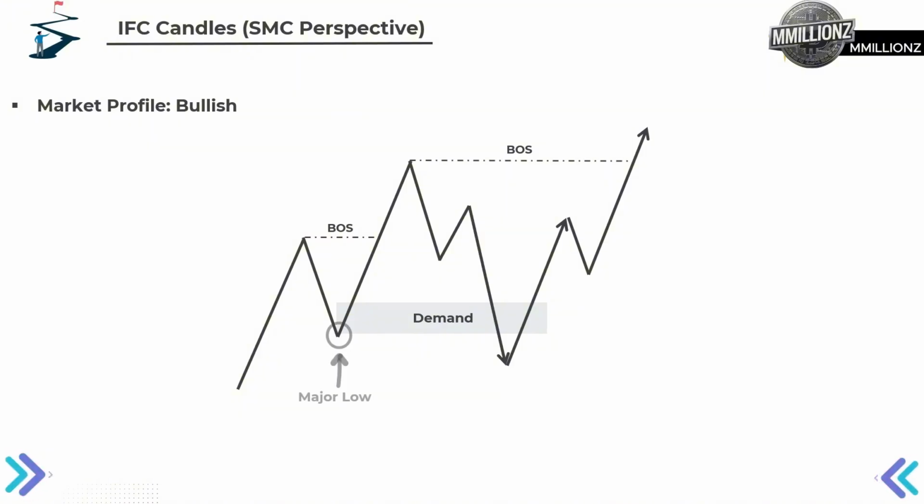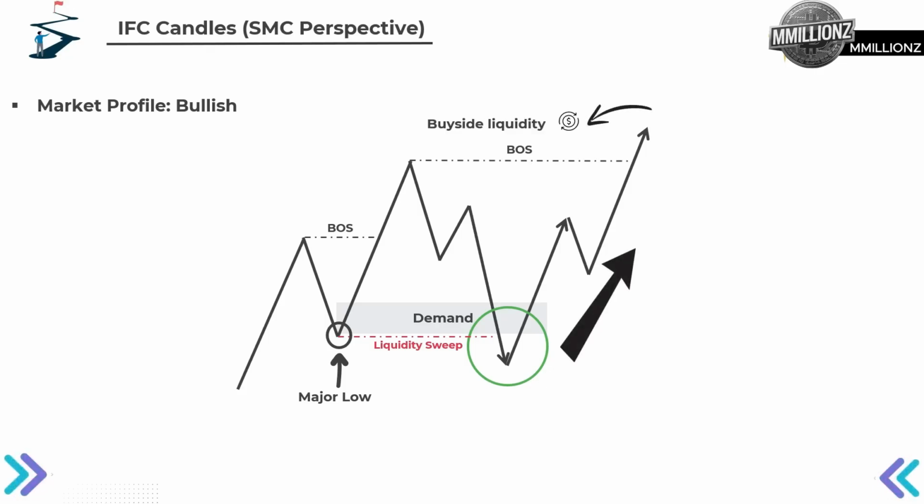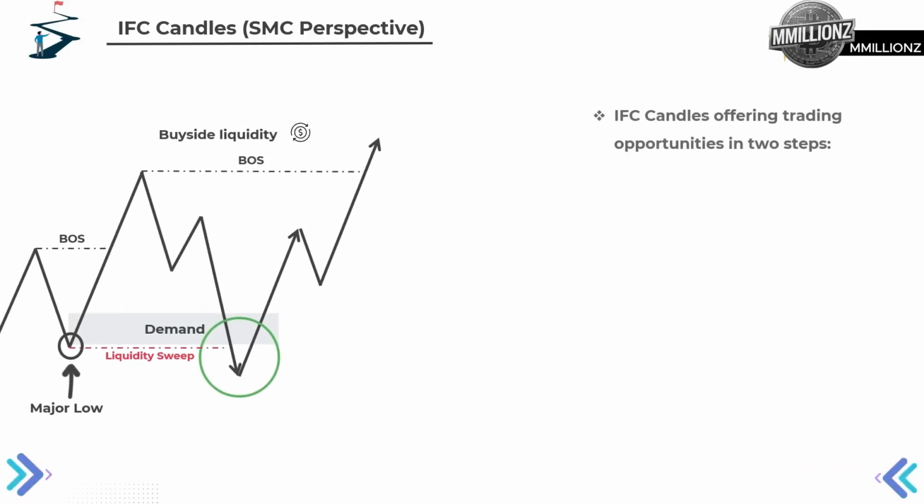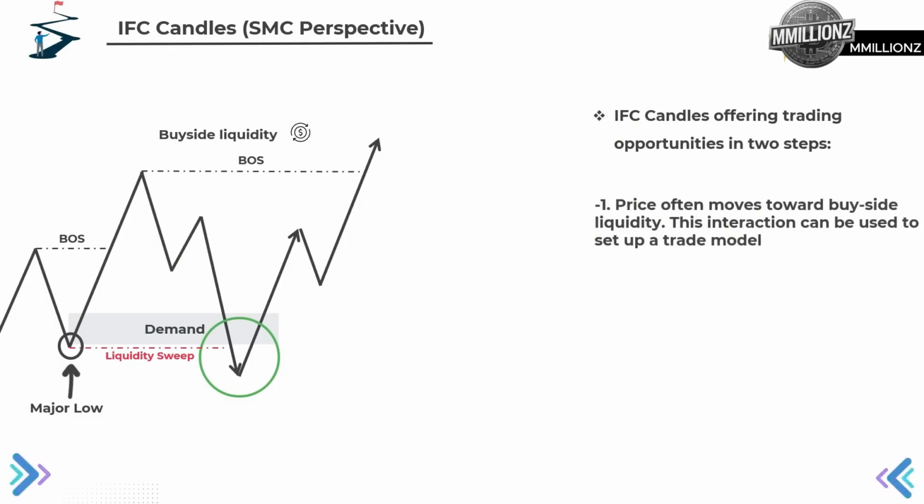For example, in this scenario, the price sweeps the liquidity below the most recent major low and its associated demand zone. It then immediately reverses direction, heading toward the buy-side liquidity, aligning with the market's overall direction. IFC candles typically form in such scenarios, offering trading opportunities in 2 steps. After sweeping key sell-side liquidity, the price often moves toward buy-side liquidity. This interaction can be used to set up a trade model.